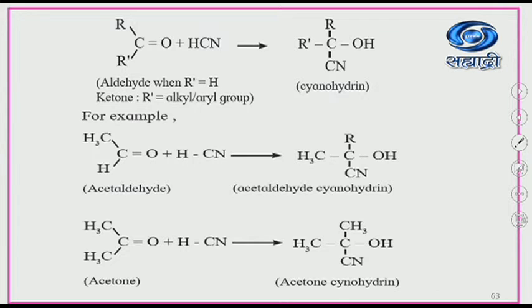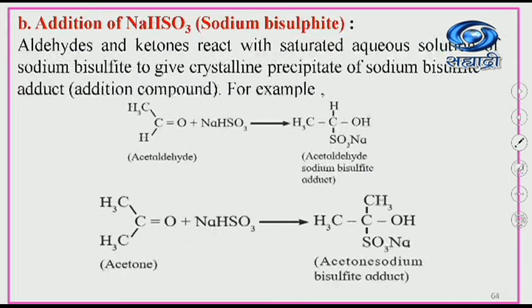For example, we'll see the example with acetaldehyde, CH3CH=O plus HCN. So directly addition takes place over here. You will get CH3CH(OH)CN, that is acetaldehyde cyanohydrin. Another example with acetone, that is a ketone, CH3C(=O)CH3, plus HCN, addition will take place here, and you will get CH3C(OH)(CN)CH3, that is acetone cyanohydrin. So addition of HCN takes place in this way.